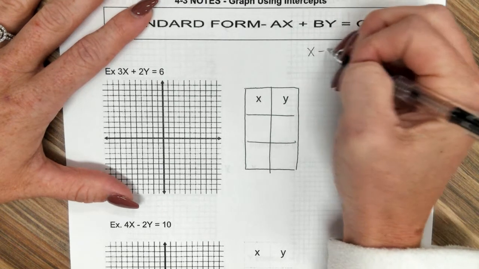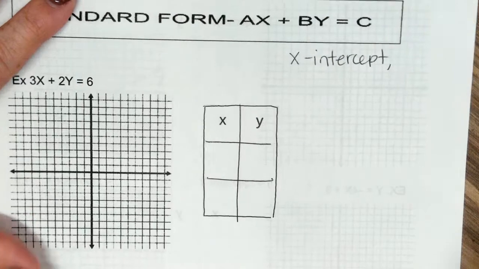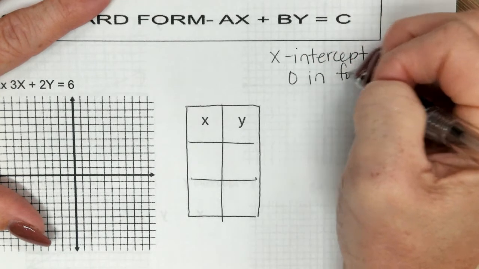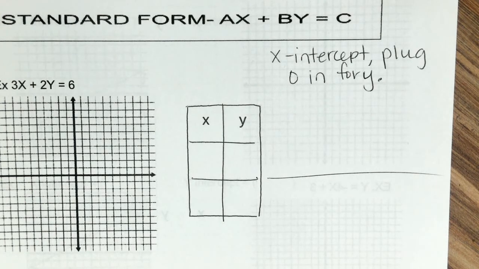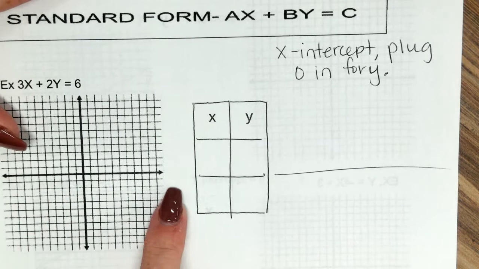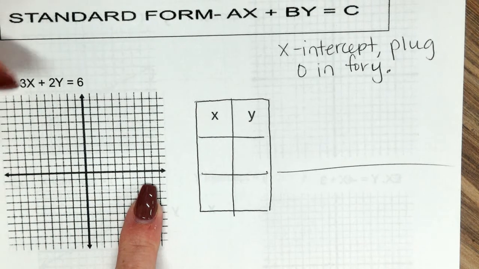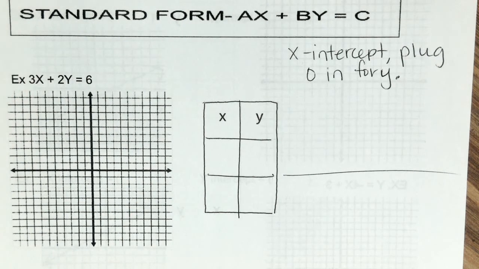To solve for the x-intercept, write this down. To solve for the x-intercept, plug 0 in for y. Why am I going to plug 0 in for y? Because, guys, look at the x-axis. What's the value of y anywhere on the x-axis? 0. So if I want to know the x-intercept, I want to know where it falls on the x-axis, and the value of y will always be 0.